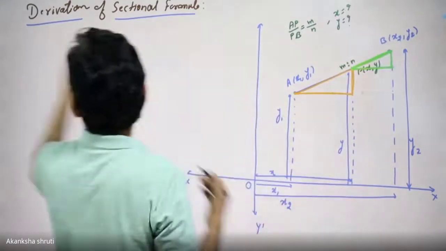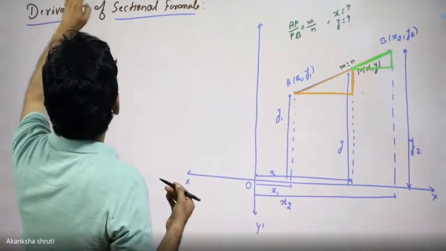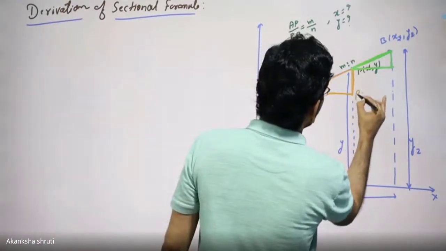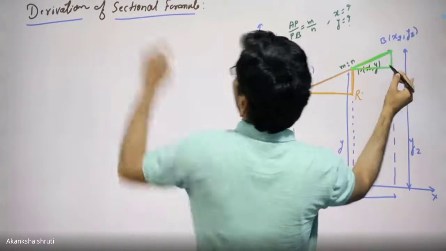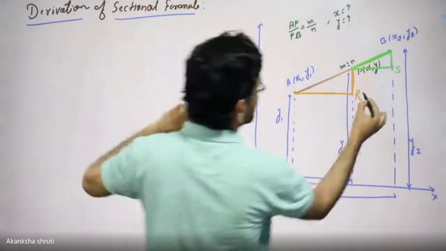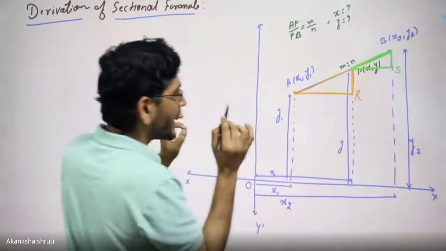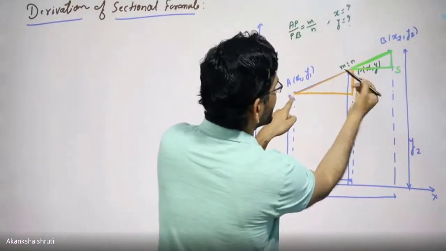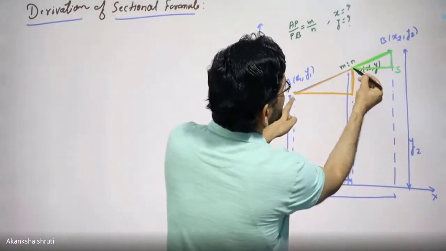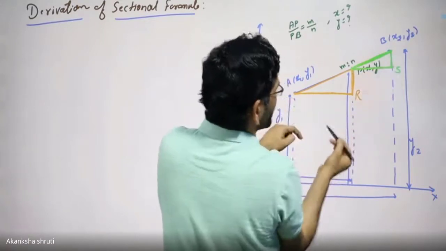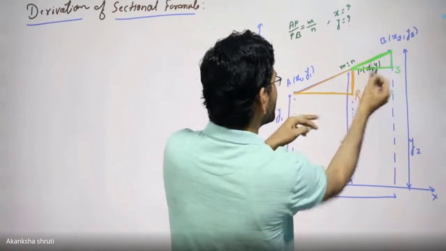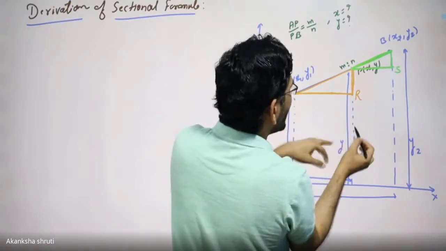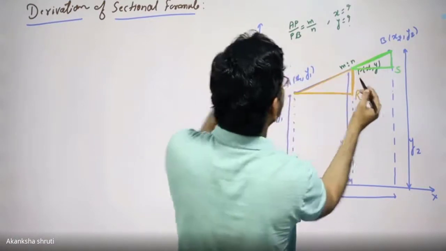So let us name it. Let us consider this point as R and this point as S. Students, we have to correlate this m, which is AP, and this n, which is PB. But this AP and PB can be correlated with this AR and PS.